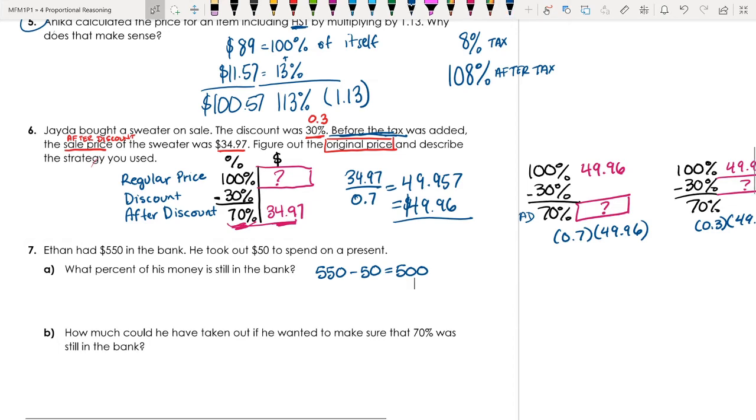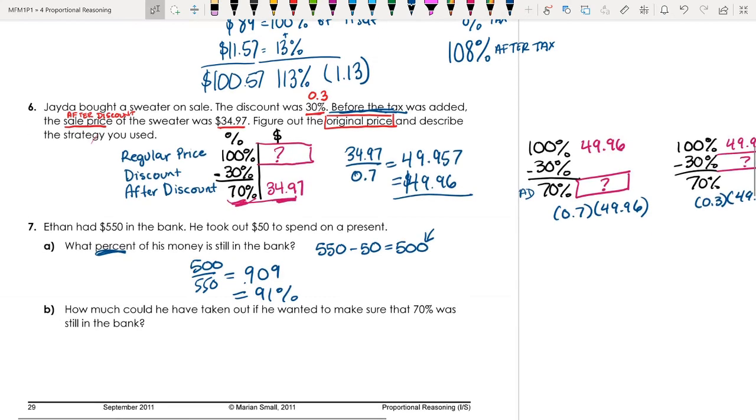And it wants to know what percentage of his money is still in the bank. So what that wants to find out is what percent is 500 of 550. It's asking us for the rate. So 500 divided by 550, and you will find that he still has 0.909 or 91% of his money still in the bank.